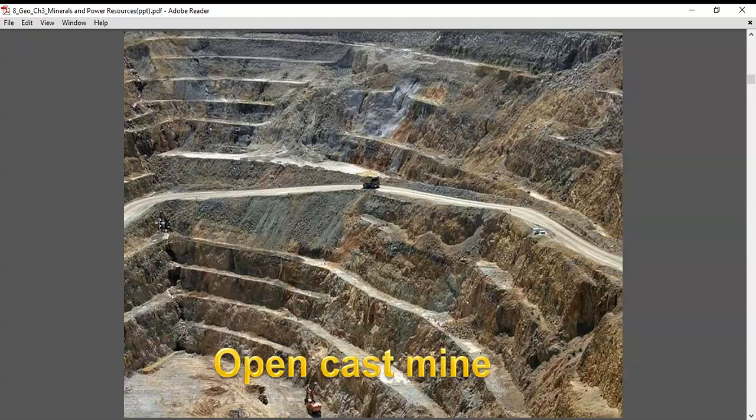You can see this is not a very small portion, this is a very huge portion of earth which has been dug up, because you can see the size of the truck over there, that tiny thing is a truck inside that mine.